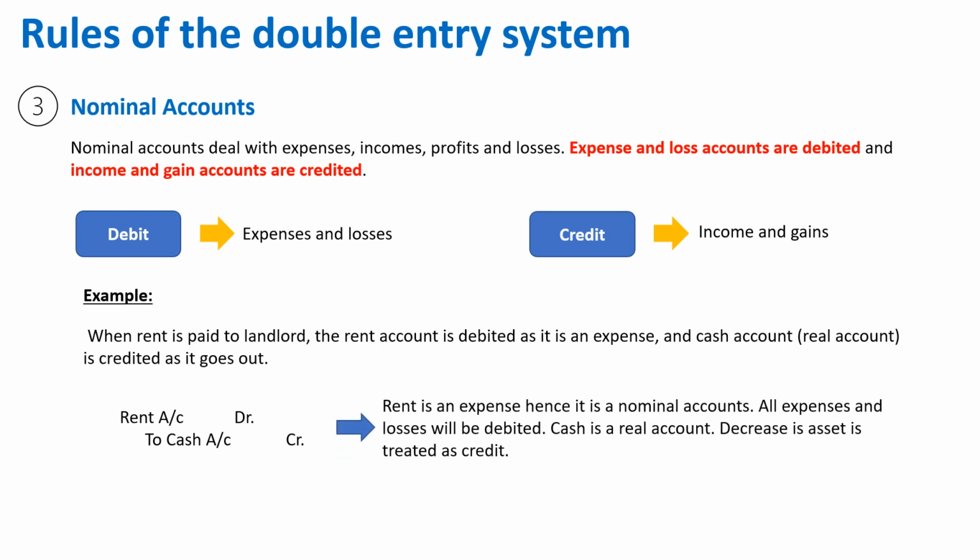In this entry, there are two parts. One is rent, one is cash. Rent is a nominal account, cash is a real account. As a nominal account, we need to first question ourselves, is rent an expense or an income? It is an expense. If it is an expense, then it has to be debited. Second, cash is a real account. Whether it is coming in or going out, it is going out, or you can say a decrease in asset value. So as it is going out, it has to be credited. Hence the entry will be rent account debited to cash.